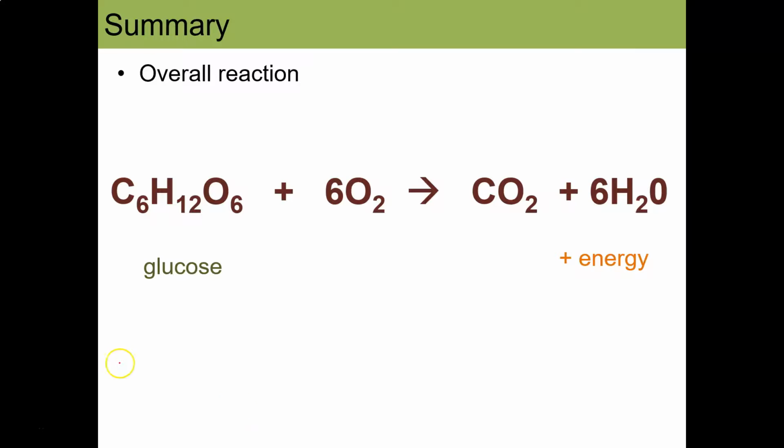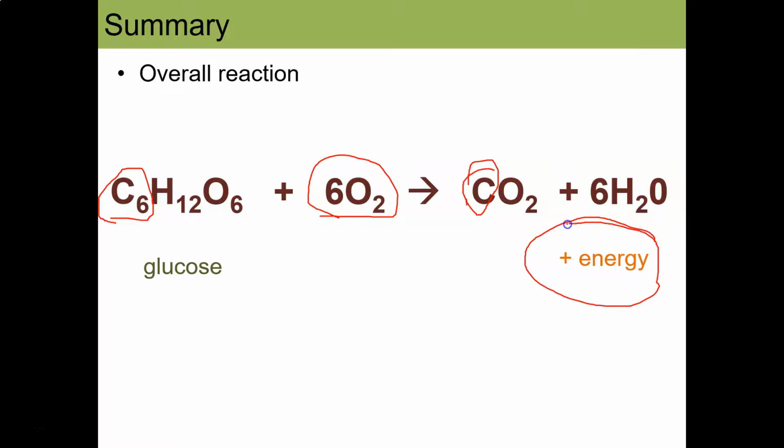So remember, we are taking our 6-carbon molecule and we're breaking it down into single carbon molecules, or CO2. And we're using oxygen to do it. And the goal is to get out energy. There are a lot of steps in between of breaking bonds, moving energy, involving electrons and electron carriers. But this is the simple overall reaction.